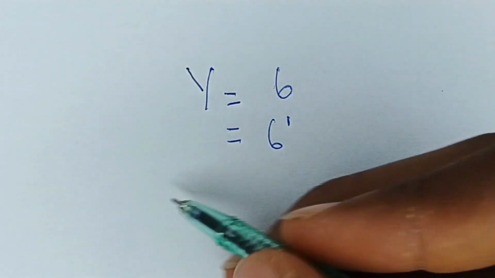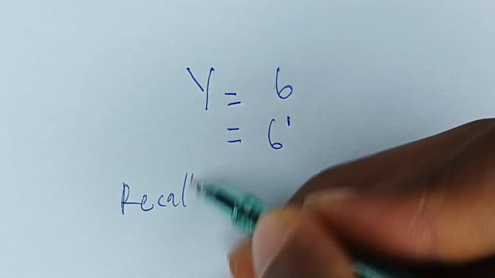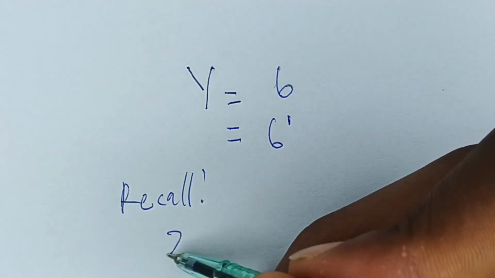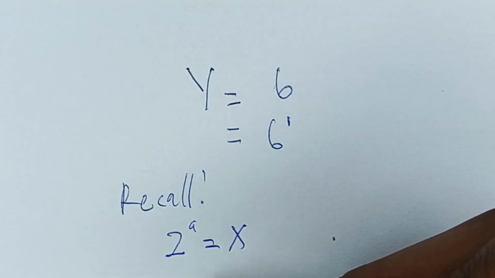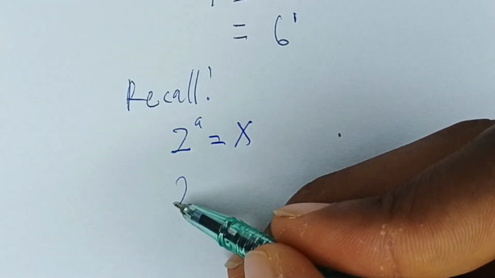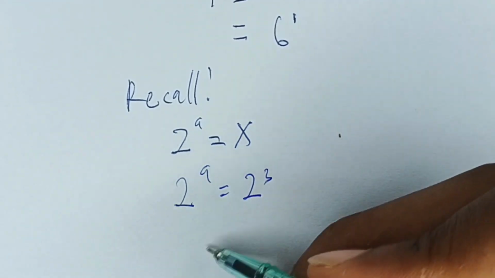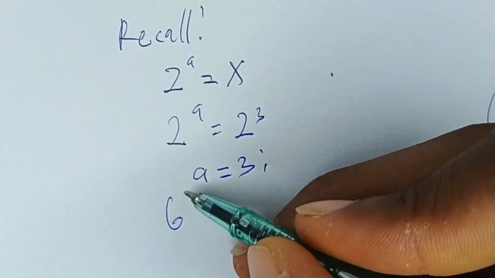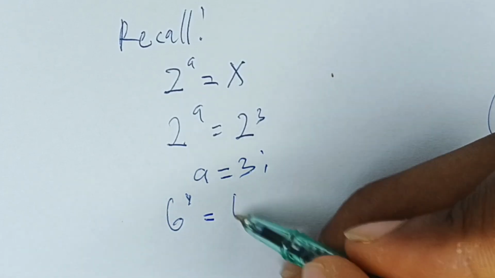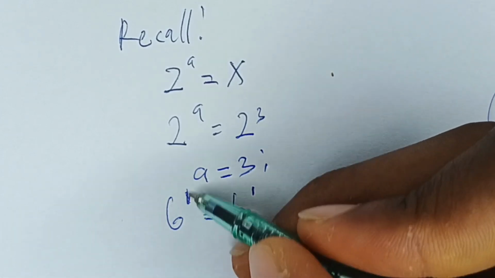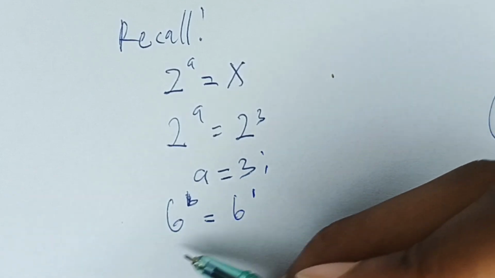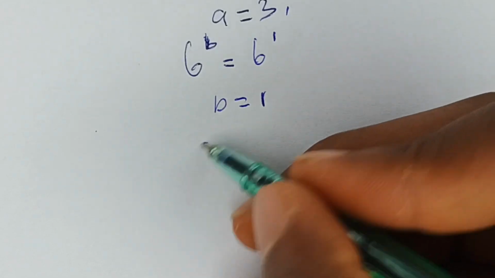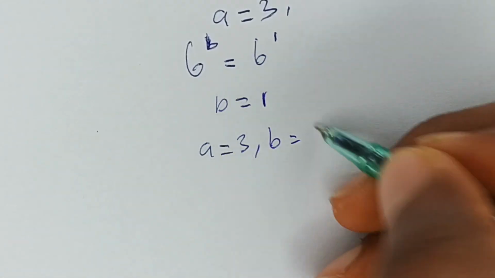Alright, now we write here, recall that from the first thing we said, 2 raised to the power a is equal to x, and our x is already equal to 2 raised to the power 3, so we write 2 raised to the power a is equal to 2 raised to the power of 3, hence our a is equal to 3. Furthermore, we have 6 raised to the power b is equal to y, which is 6 raised to the power 1. Now b is equal to 1. Alright, we can now say that a is equal to 3, b is equal to 1.